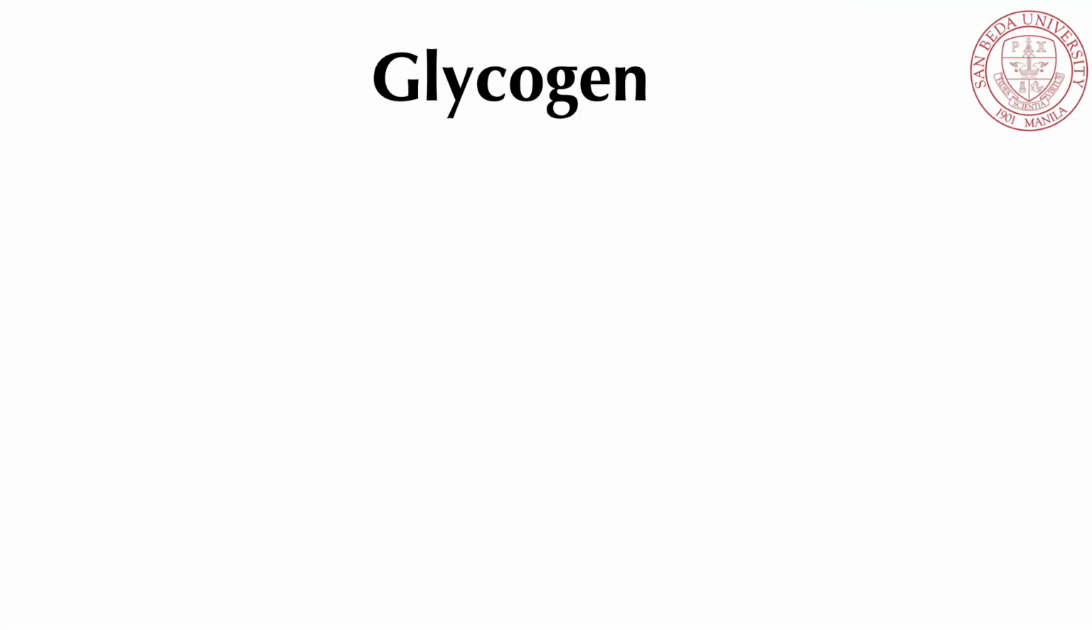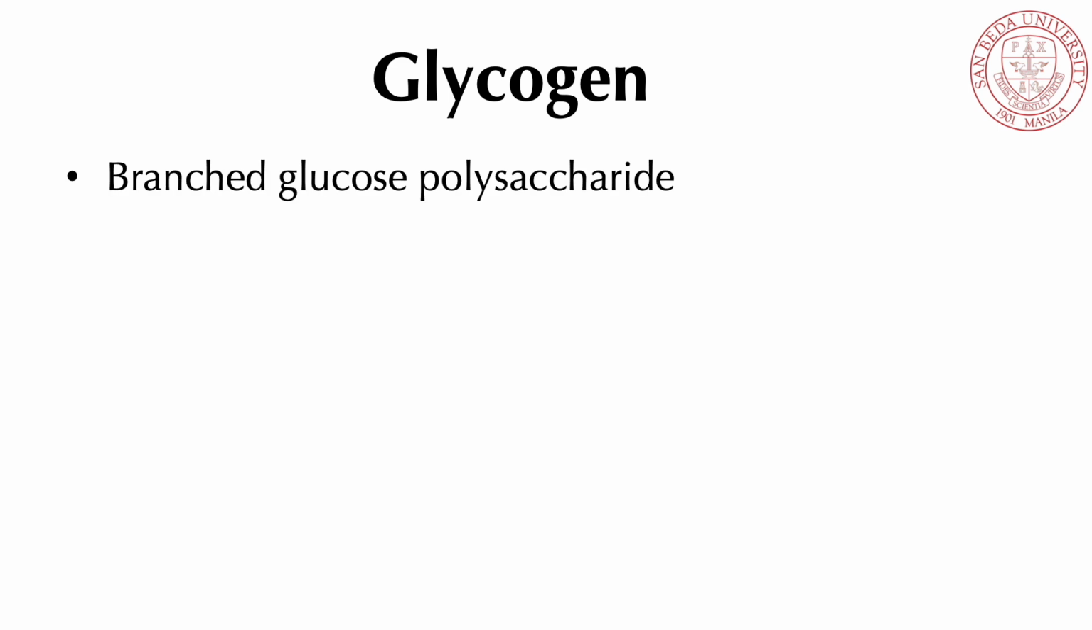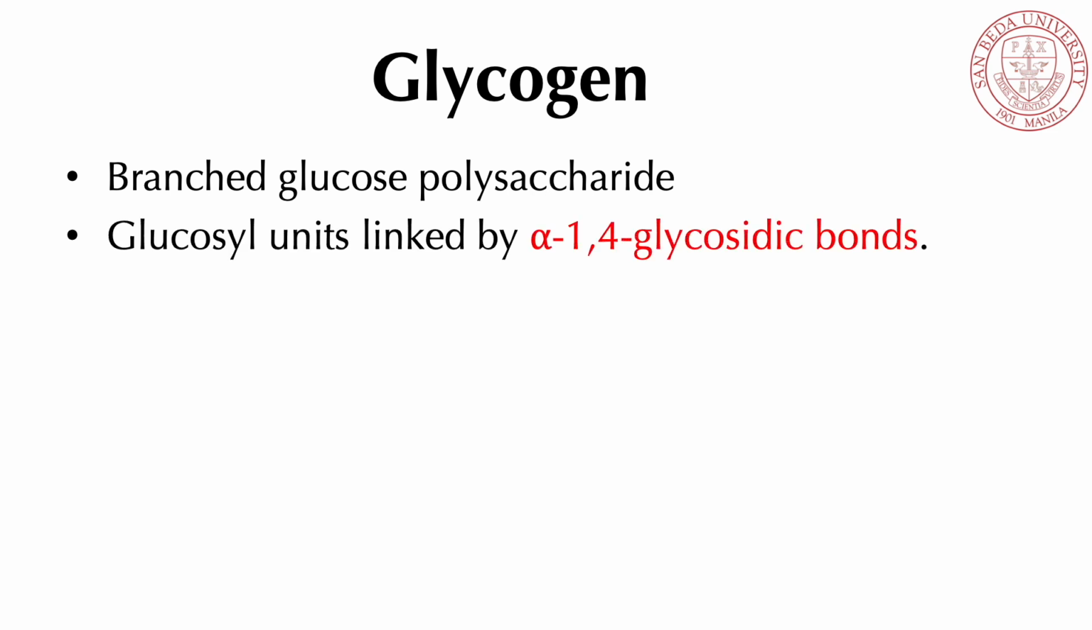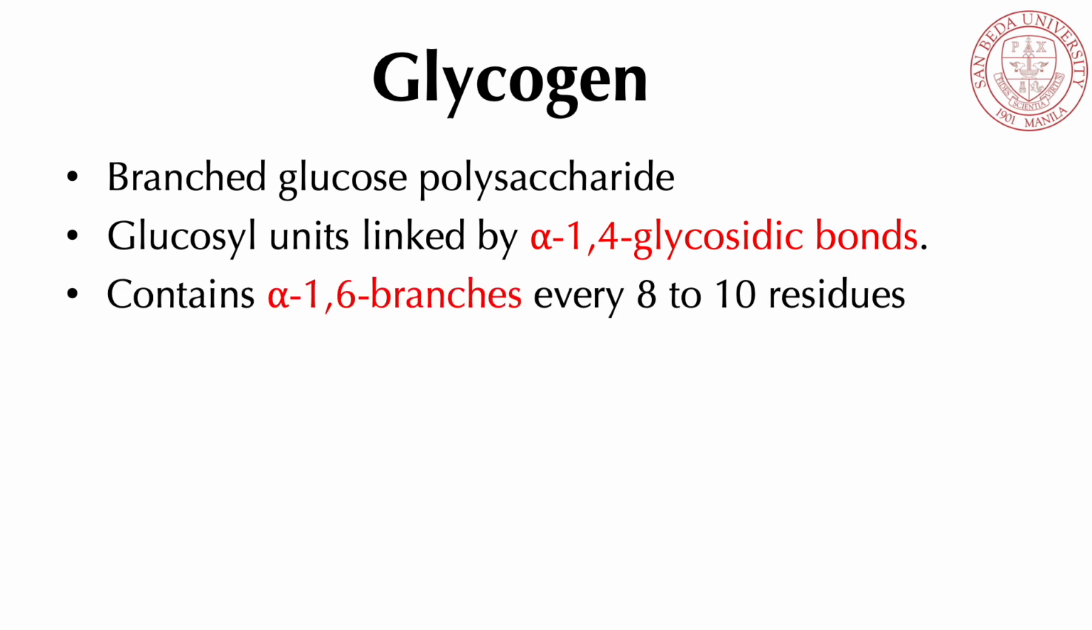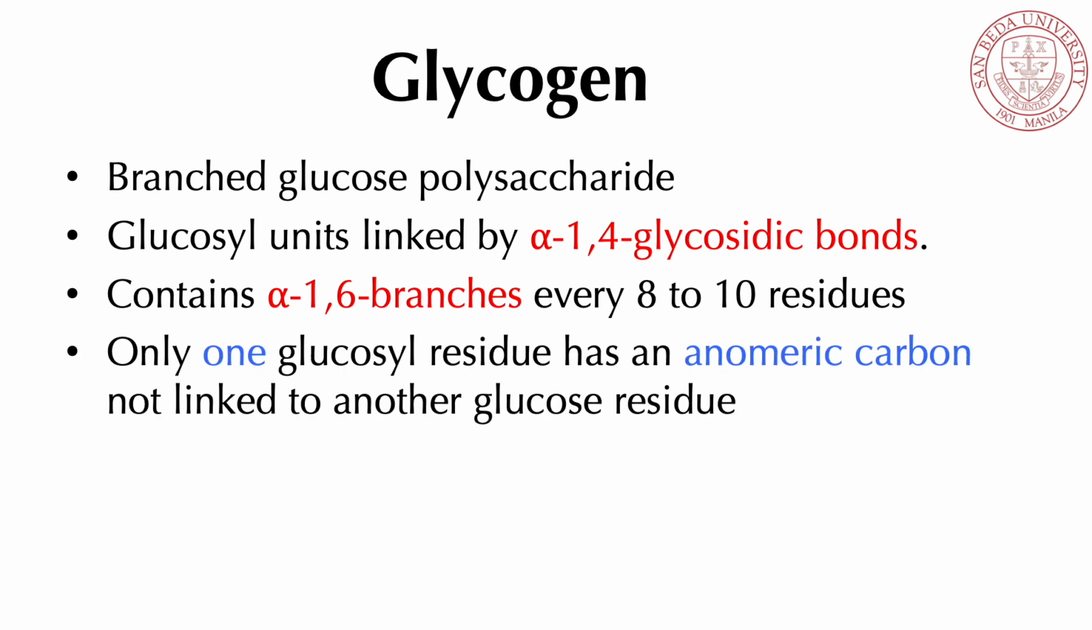From there, let me now segue into the basic characteristics of the glycogen molecule. Glycogen is a large branched glucose polysaccharide whose glucosyl units or substituents are linked by alpha-1,4 glycosidic bonds, which I hope you still remember from the first biochemistry lecture. Alpha-1,6 glycosidic bonds occur every 8 to 10 residues in a glucosyl chain in order to allow branching in the glycogen molecule. Of note, despite the high number of glucosyl units, glycogen has only one glucosyl residue that has an anomeric carbon that is not engaged in the glycosidic bond.